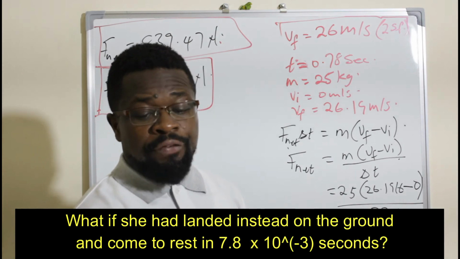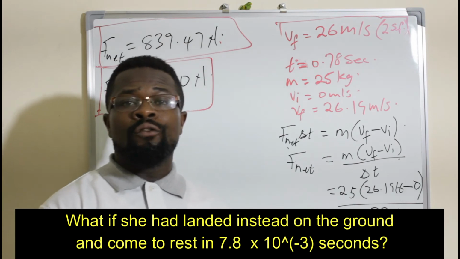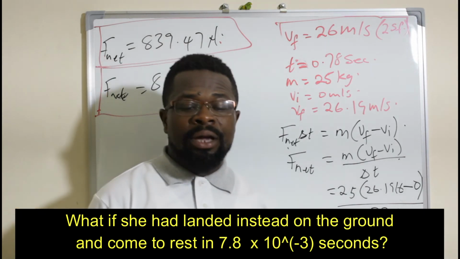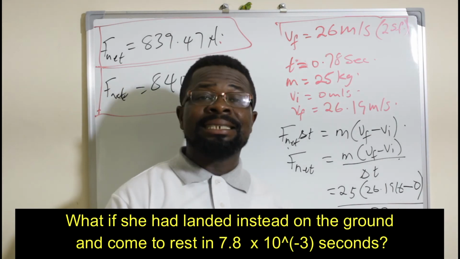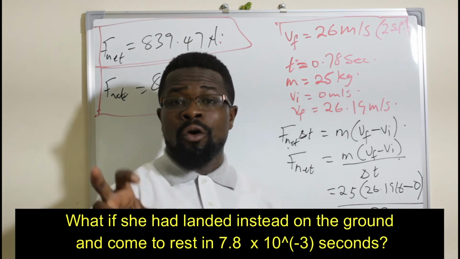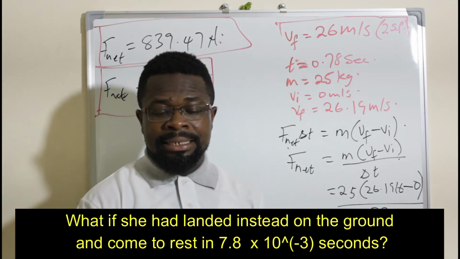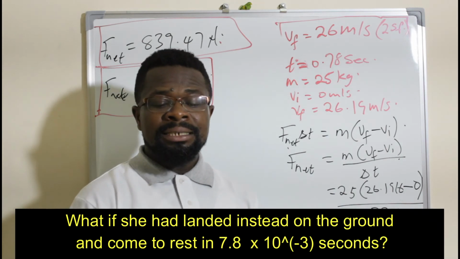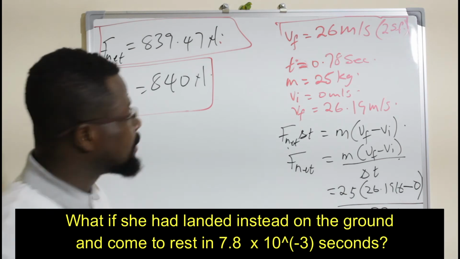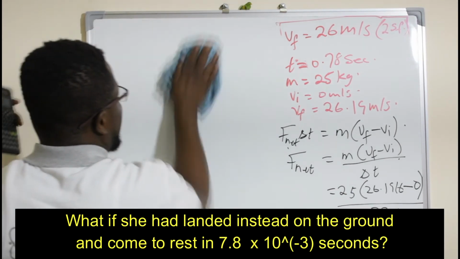If you look at this one now, we are looking for the force, and we are given the time. The time has changed again in terms of value, which is now 7.8 times 10 to the power negative 3. So let's try and put in the values that we know and then solve the problem again.